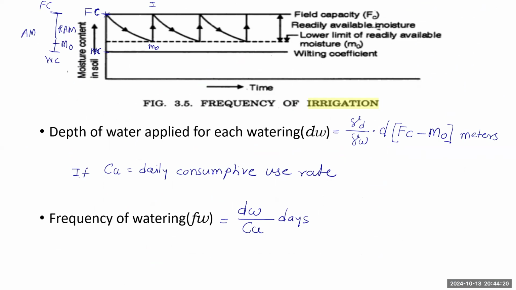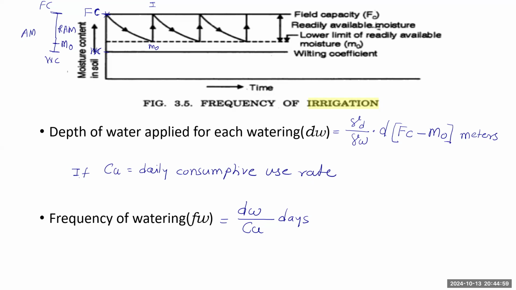Okay, once again I will repeat. Field capacity is the moisture content, the upper limit of the available moisture content. It is also the upper limit of readily available moisture content. And M0 is the lower limit of readily available moisture. Readily available moisture content is taken as 75 to 80% of available moisture content. And available moisture content is worked out as γD/γW into D into bracket FC minus Wc.